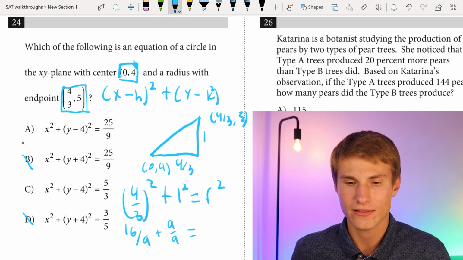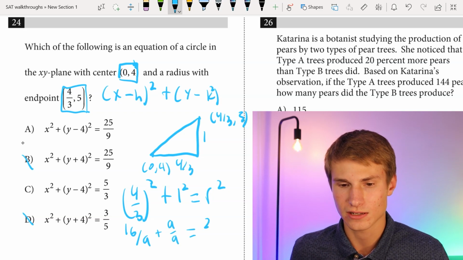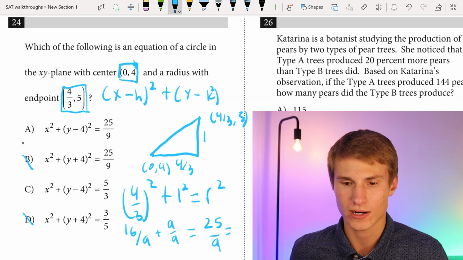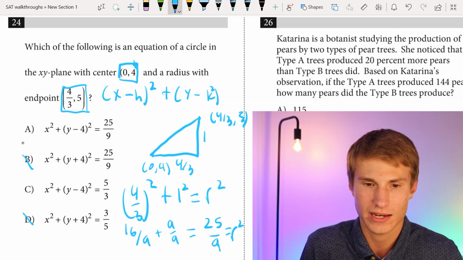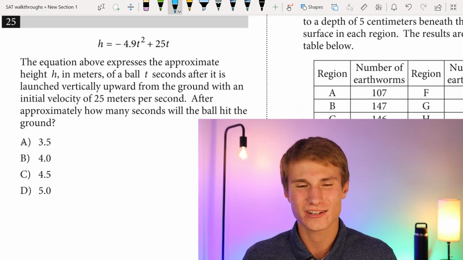9/9, which when we add those together, now that we have a common denominator, is going to give us 25/9 as radius squared. Okay, so our answer there has to be answer choice A. All right, on to question 25.